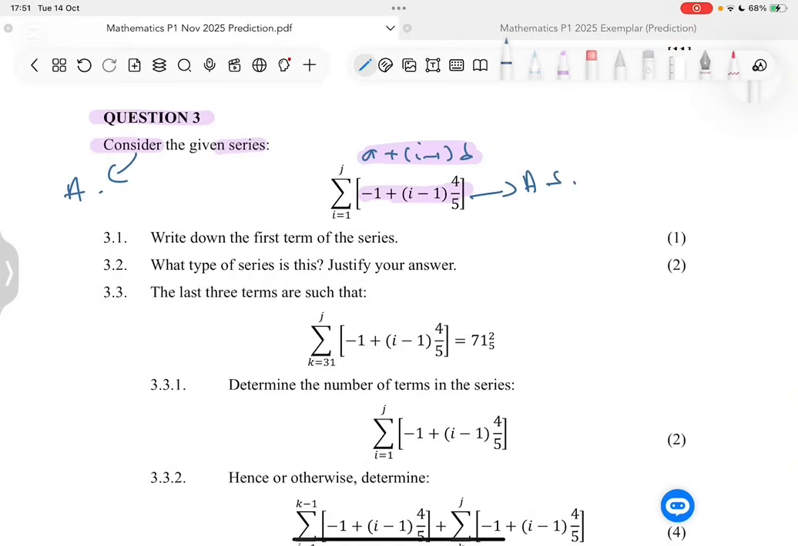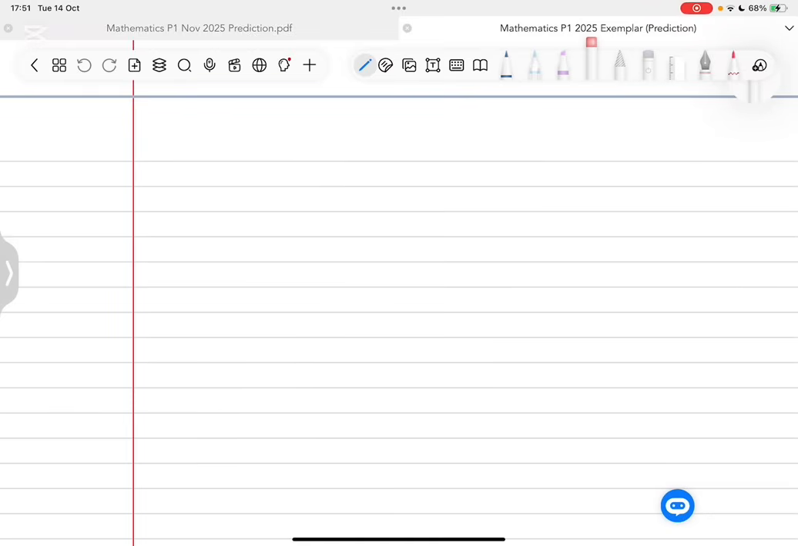Let's try to answer then the questions. Question 3.1 says to us that we should write down the first term of the series. We just said that the first term is equal to a and is equal to -1. So this is a very simple question to answer, and we're looking at 3.1. We're saying the first term is equal to a and is indeed equal to -1.